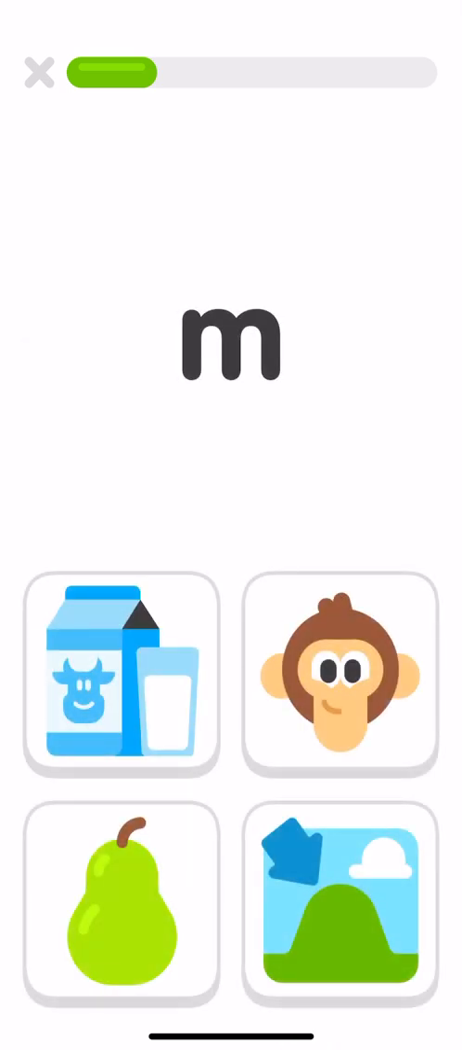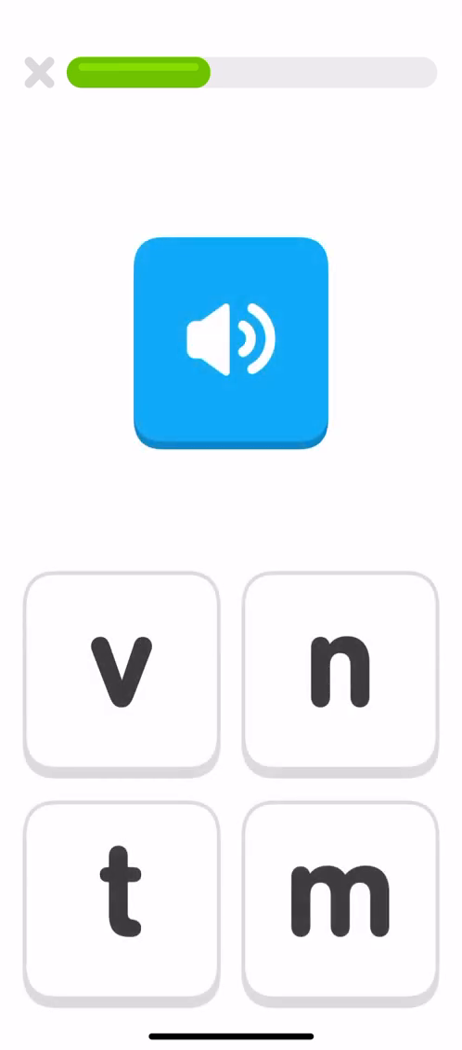Which of these things starts with M? Monkey. Milk. Which of these letters says M? M. Tap on the letter M every time you see it.